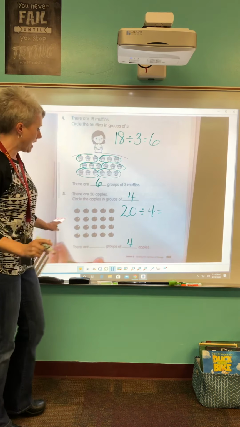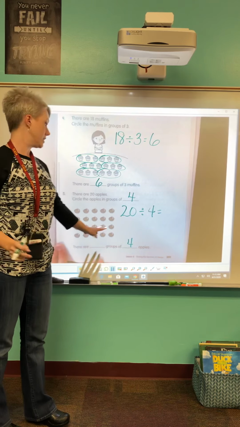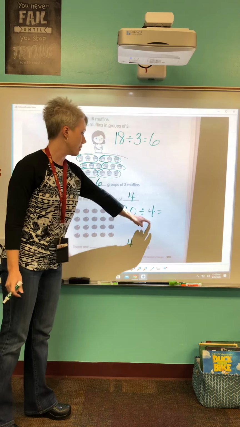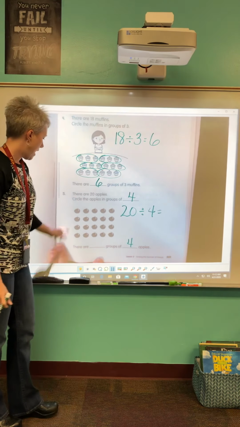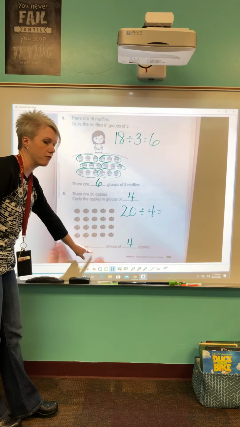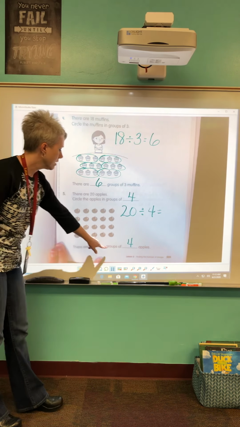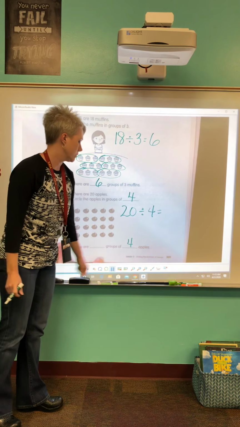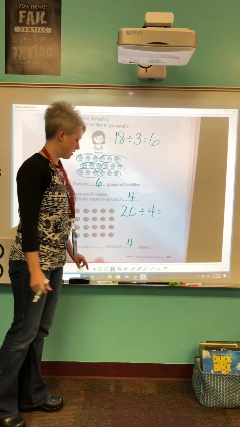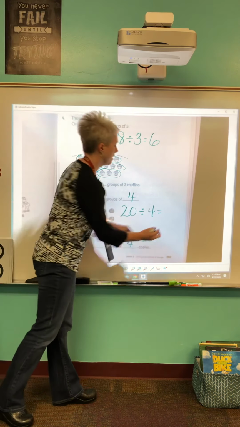So I want you guys to finish this one all by yourself. Circle the apples in groups of 4, which means 20 divided by 4 equals something. After you circle your groups of 4, tell me how many groups you have, okay? There are blank groups of 4 apples, and whatever goes in this blank will also go here, okay? So number of groups here and number of groups here.